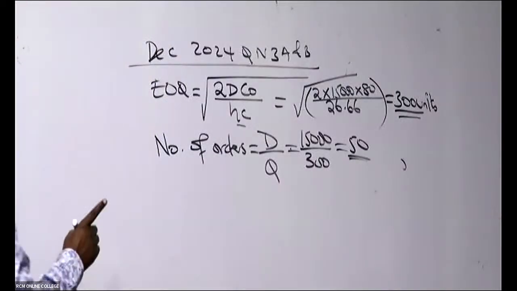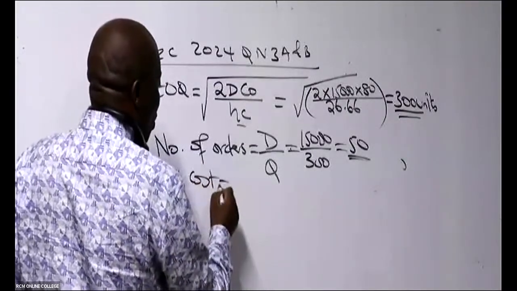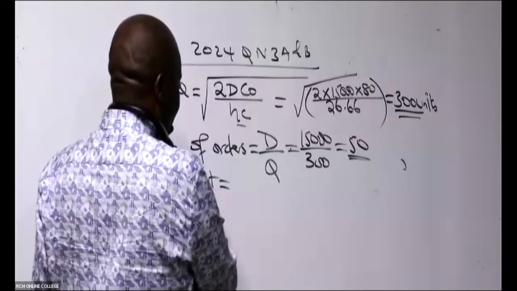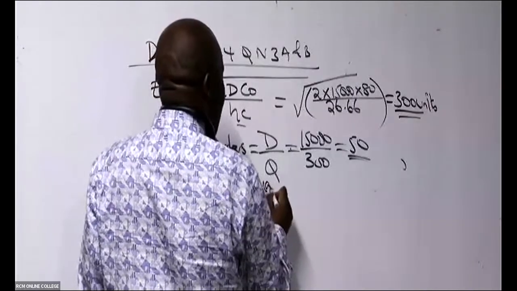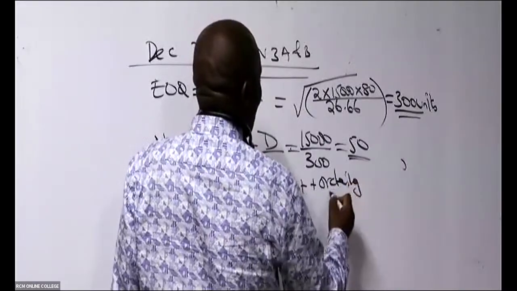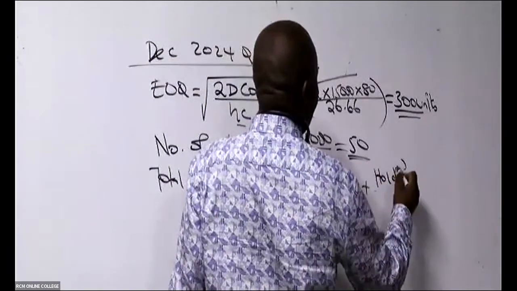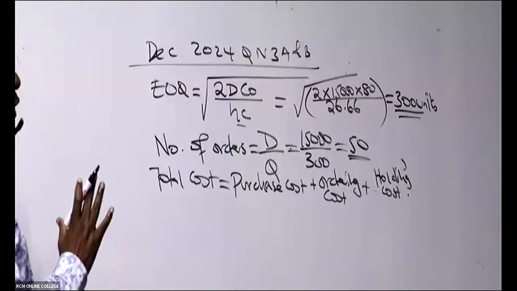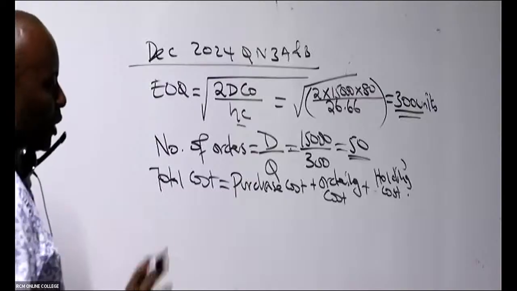They never asked us this, but I want to use this question to demonstrate how we normally get total cost for inventory. So total cost is normally purchase cost plus ordering cost plus, in this case, holding cost. Anytime you want to get total cost, we have those three components: purchase cost plus ordering cost plus holding cost.